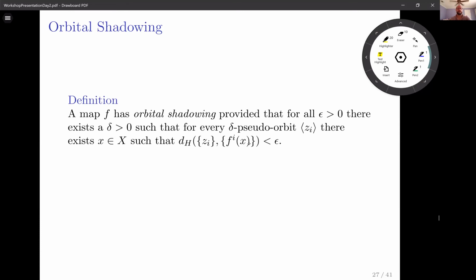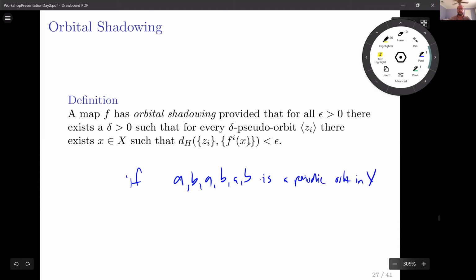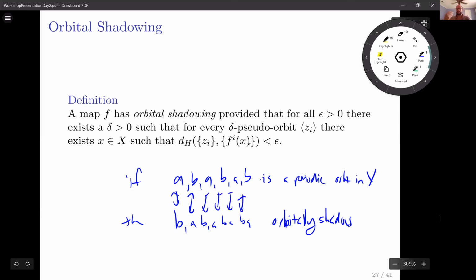So in orbital shadowing, we don't care about order. We don't care that X and Z naught are close together. We don't care that F of X and Z1 are close together. Okay, so orbital shadowing is a little different. So for example, if ABABAB is a periodic orbit in some space X, then the orbit BABABABA orbitally shadows it. We see that these distances are quite large pairwise, but as sets, they're actually identical. And so the orbits shadow.